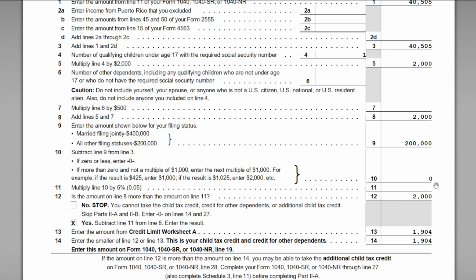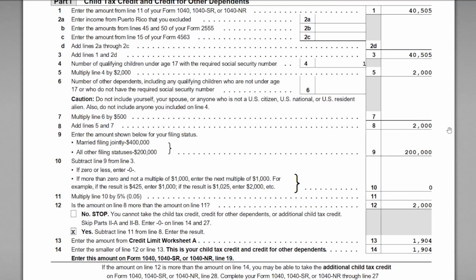Line 11 is just going to be 0, right? 0 times 5% is 0. And so the amount of credit available here is going to be $2,000. So it asks us, is the amount on line 8 more than the amount on line 11? Well, in this case, the answer is yes, right? So our line 8 amount is $2,000. Our line 11 amount is 0. So we subtract line 11 from line 8 and enter the $2,000 on line 12.